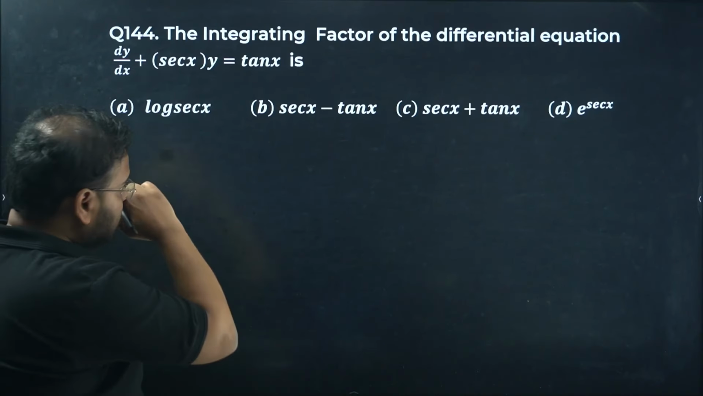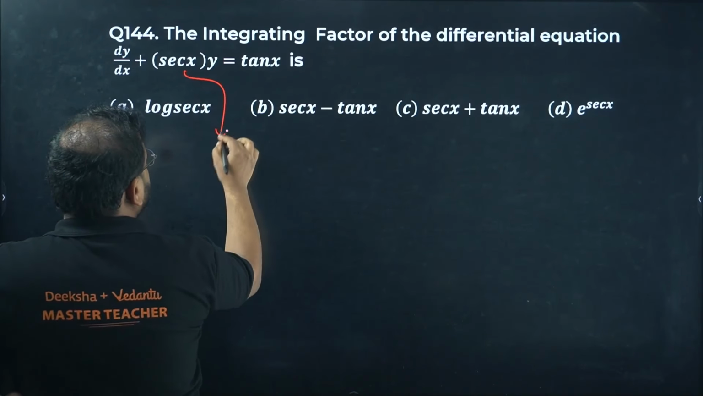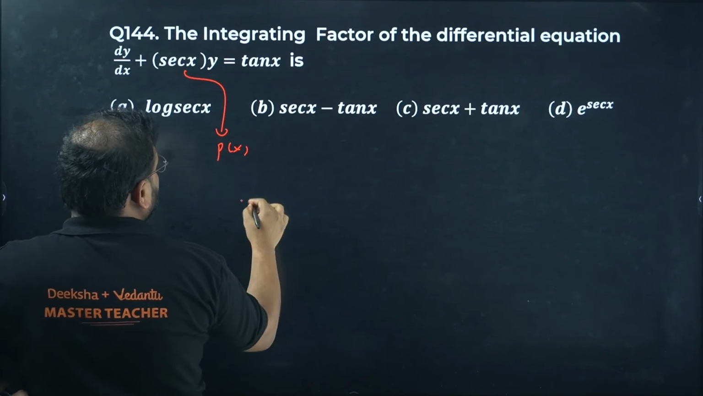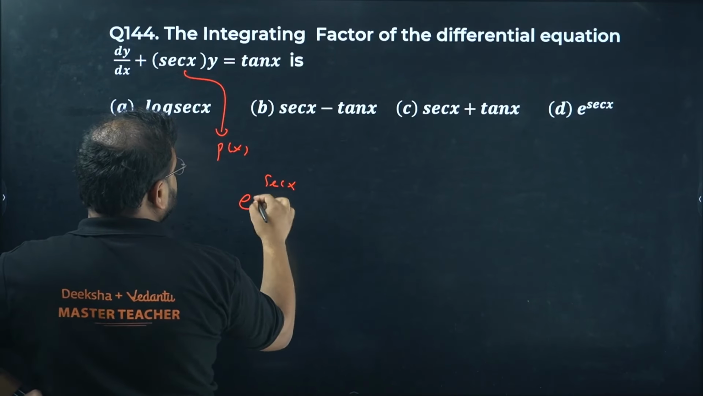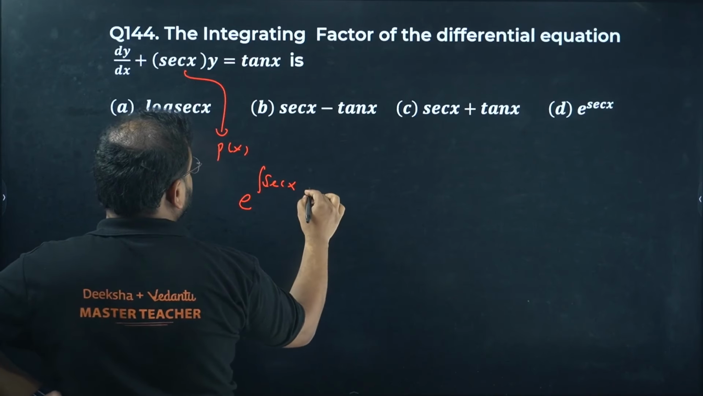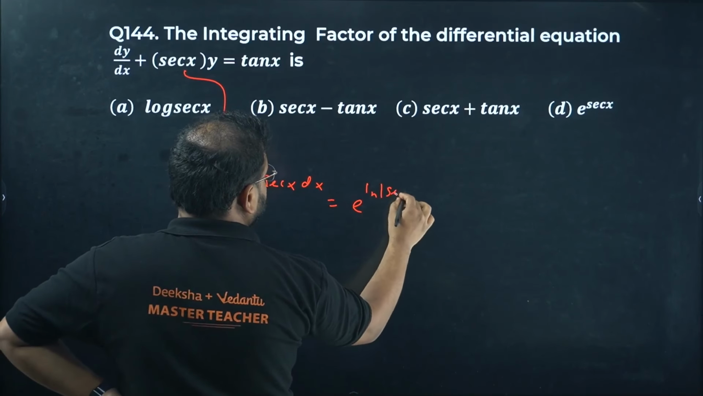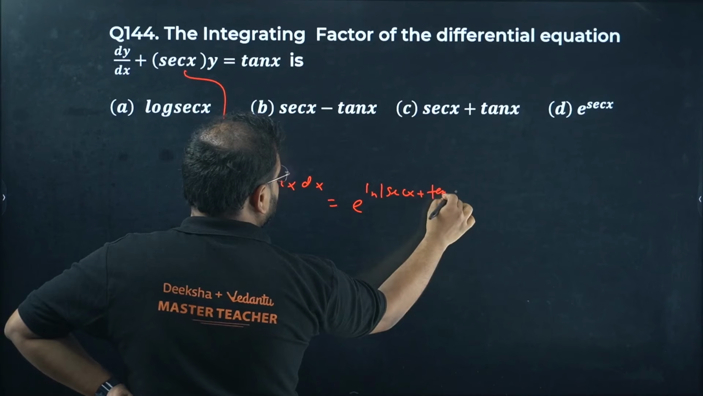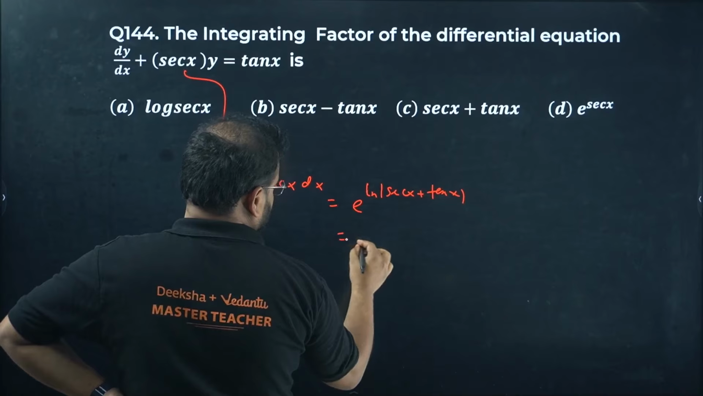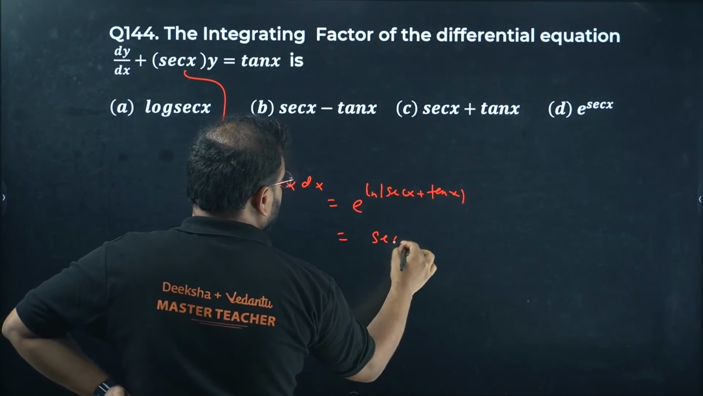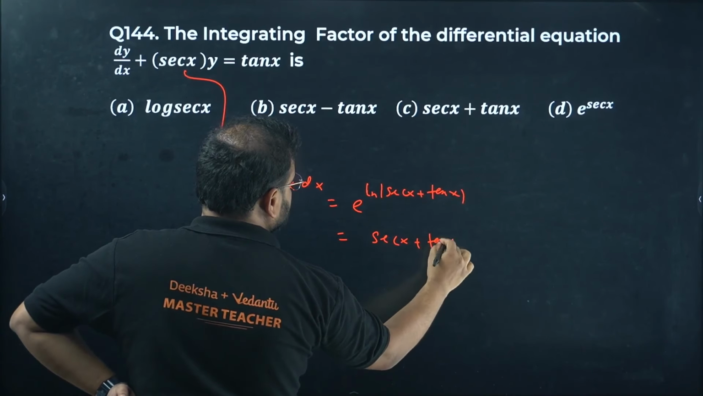144 now. The integrating factor of this equation, here we have secant as px. So e power integration of secant x dx. The answer becomes e power ln of secant x plus tan x. E and ln go out, so secant x plus tan x.